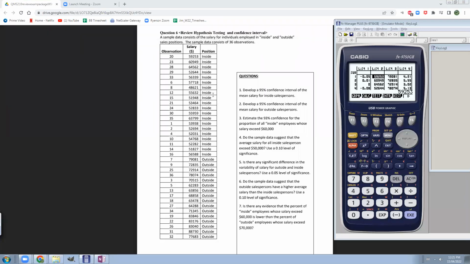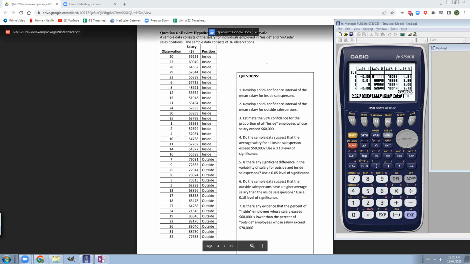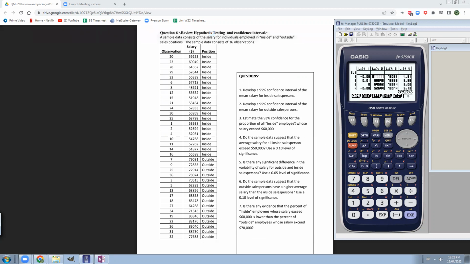Question 6. A sample data consists of the salary for individuals employed in inside and outside sales positions. The sample data consists of 36 observations, of which 20 are inside and 16 are outside. And we have a whole bunch of questions to answer here, so this is a big one.